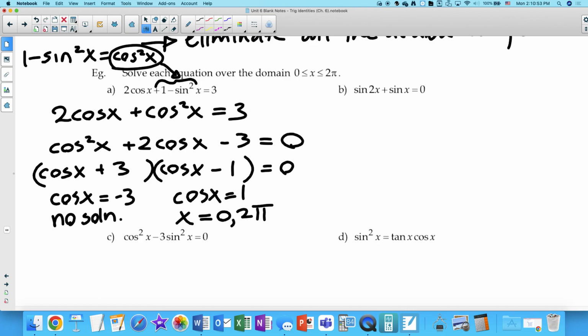Yeah, so when you see a double angle, if you can take steps to get it out of that double angle, because it's not like you can factor out a sine x, because this isn't sine x, it's sine 2x. Yes?